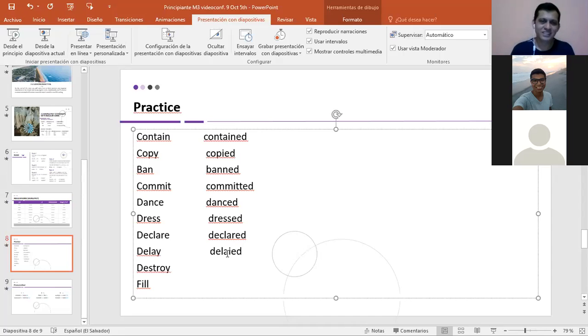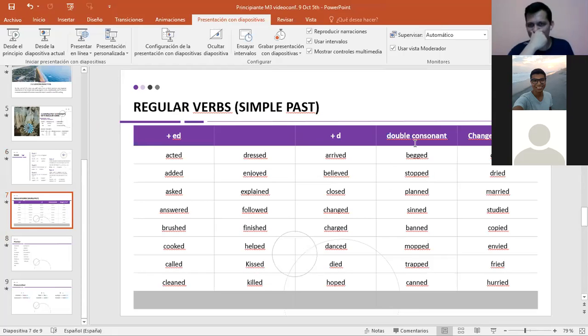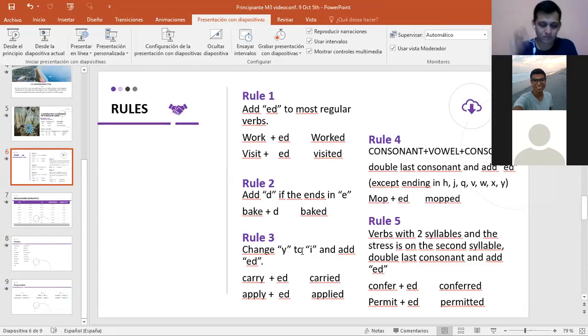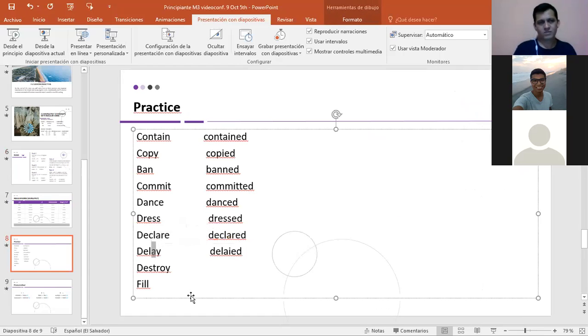But listen to me. Let's go to the rule, right? Vámonos a la regla entonces. It says, change the Y to I and add ED. Carry, apply. O vámonos aquí a esta que está completa, ¿verdad? Cry. Okay. Pero si se fijan, José, todas las I griegas van precedidas de una consonante. Aquí está la R y aquí está la L. Ahora, acá, delay. ¿Esta es una consonante, José? ¿Sí o no? No. ¿Verdad? Entonces, quiere decir que esta es la regla número 1. Solo agregarle ED. ¿Ok? Te la puse difícil, José.